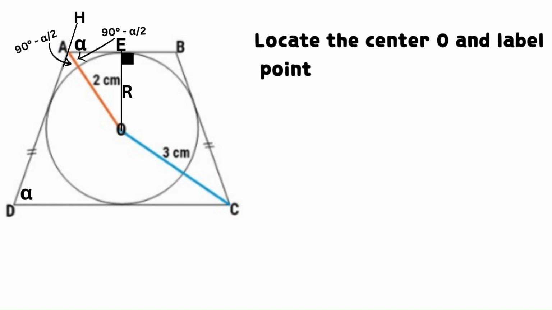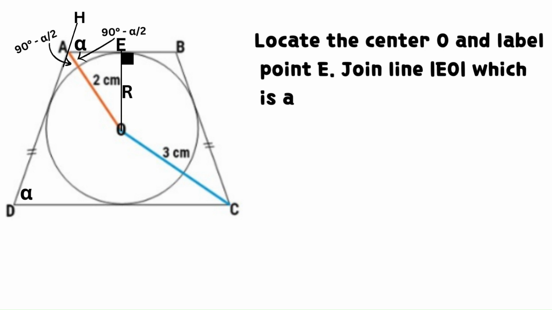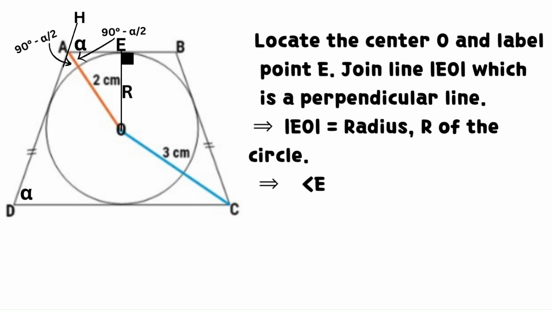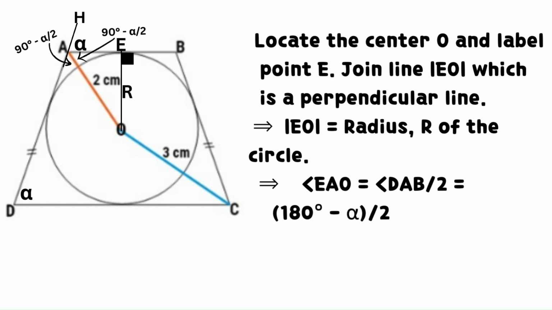Locate the center O and label point E. Join line EO, which is a perpendicular line. Thus, line EO equals the radius, r, of the circle. It implies that angle EAO equals half of angle DAB, which equals 90 degrees minus half of angle alpha.